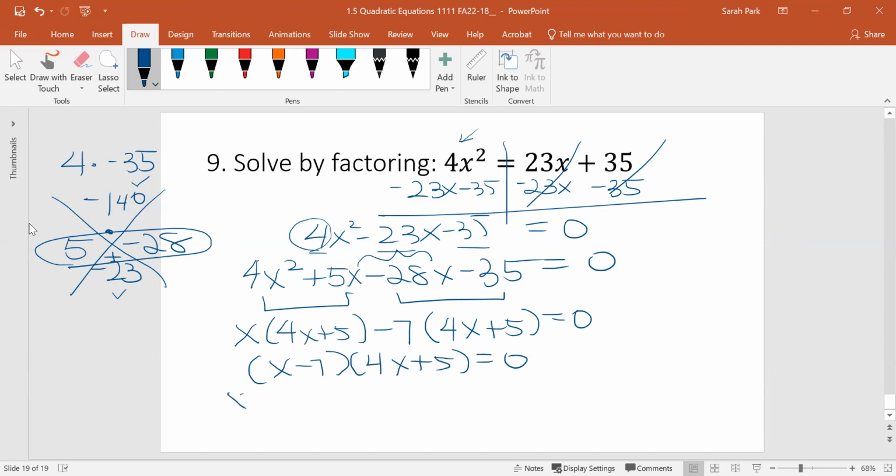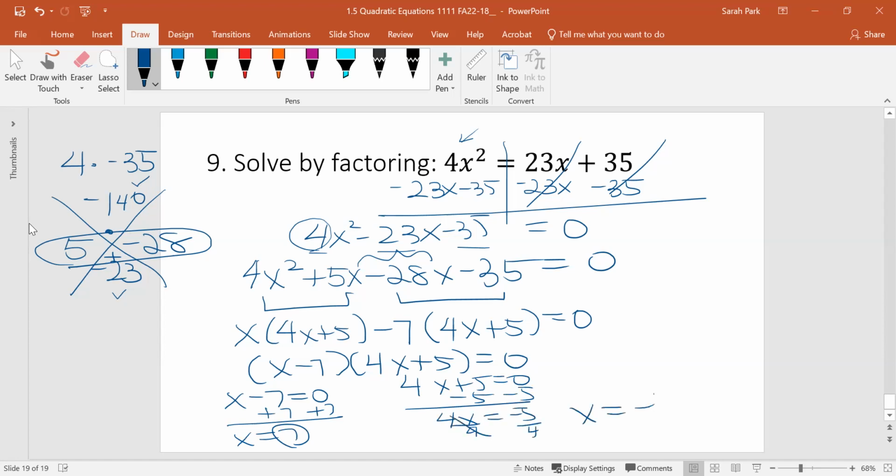Equaling 0. So we set both of these factors equal to 0. x minus 7 equals 0: we add 7 to both sides, and we get x equals 7. Then 4x plus 5 equals 0: we subtract 5 first, giving us 4x equals negative 5, and we divide by 4. We get x is negative 5/4. So there are two solutions, 7 and negative 5/4. I'll write that here.